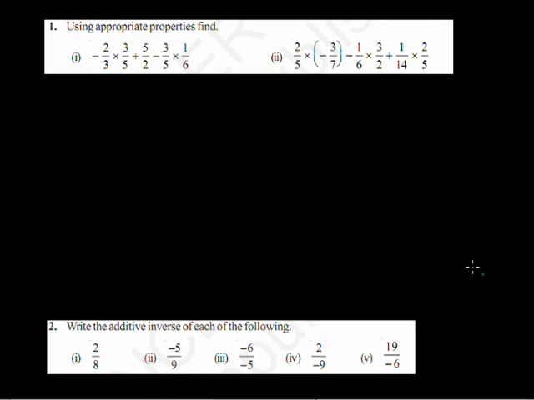Okay, good evening class. Today we will start the topics of NCERT. First, the rational numbers. We will start with the exercise of the rational numbers. Now, the first exercise of rational numbers.